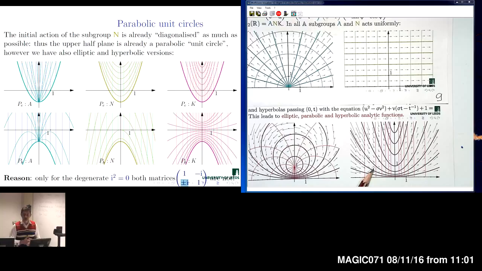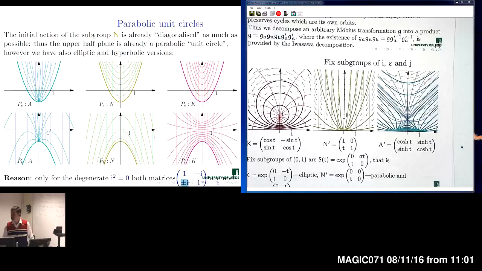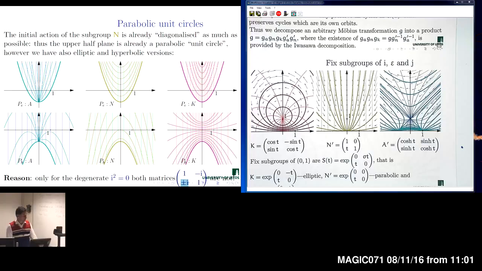The common feature of any transform in three situations, the elliptic, parabolic, and hyperbolic one, is this. In these three situations we have three subgroups which fix the imaginary unit: the subgroups K, N prime, and A prime, which fix the corresponding imaginary unit. And the corresponding Cayley transform diagonalizes exactly the same subgroup: the elliptic Cayley transform diagonalizes subgroup K, the parabolic Cayley transform diagonalizes subgroup N prime, and the hyperbolic Cayley transform diagonalizes subgroup K prime.